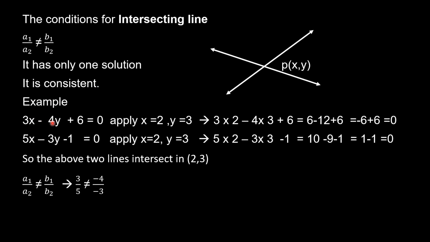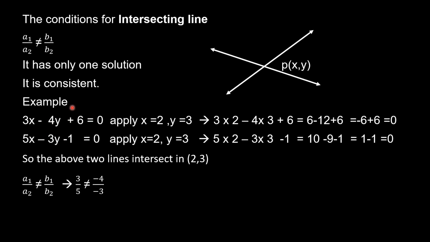So example, you see the example 3x minus 4y plus 6 equal to 0, 5x minus 3y minus 1 equal to 0. If you take the above two lines, a1 is 3, a2 is 5. 3 by 5 is not equal to minus 4 by minus 3. So when they are not equal, they are intersecting lines.